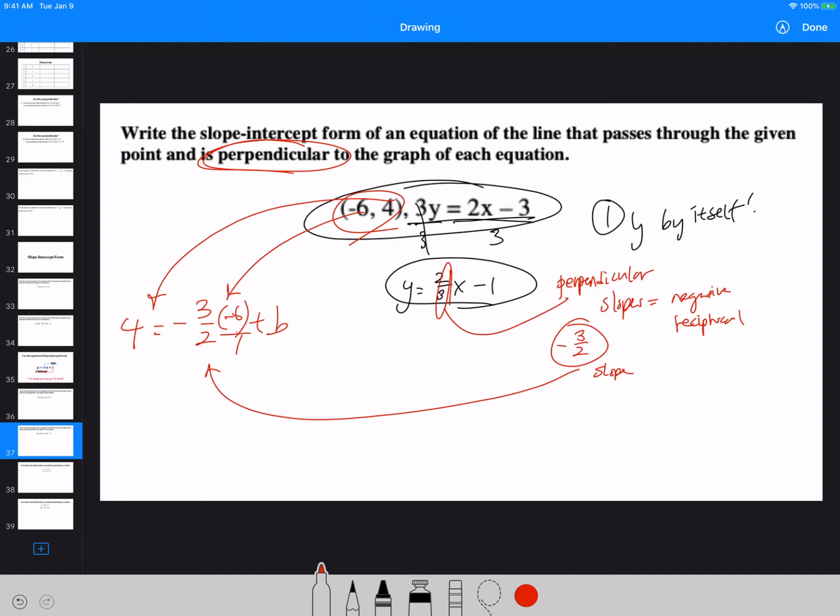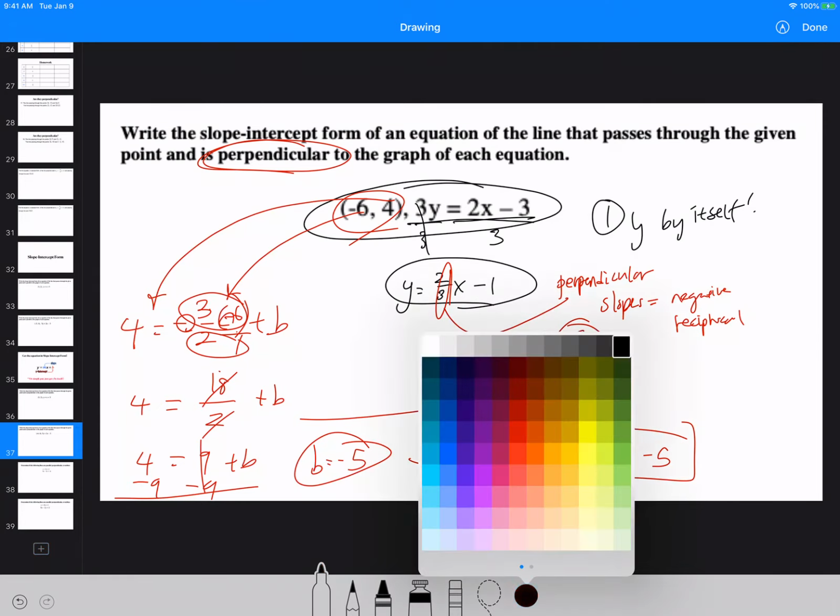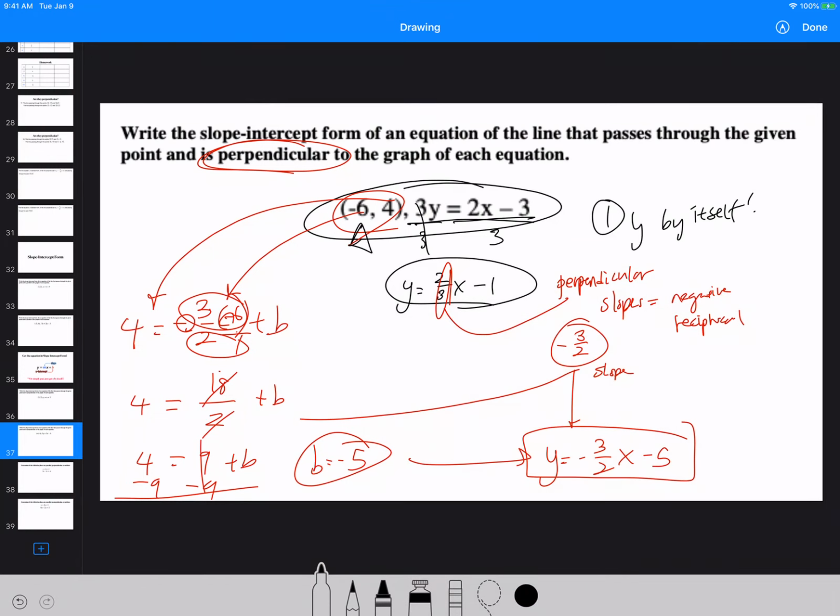And so then I'm going to get 4 is equal to negative 3/2 times negative 6 plus b. Remember, if I'm multiplying two fractions together, multiply the numerators and denominators together. I should end up getting positive 18 at the top, because it's negative 3 times another negative, divided by 2, equals 4 plus b. 18 divided by 2 is simply 9. Subtract 9 on both sides of the equation, so I should end up with b is equal to negative 5. So my final equation is y equals negative 3/2 x minus 5. That's a perpendicular equation that goes through this point, and it's perpendicular to this equation here.